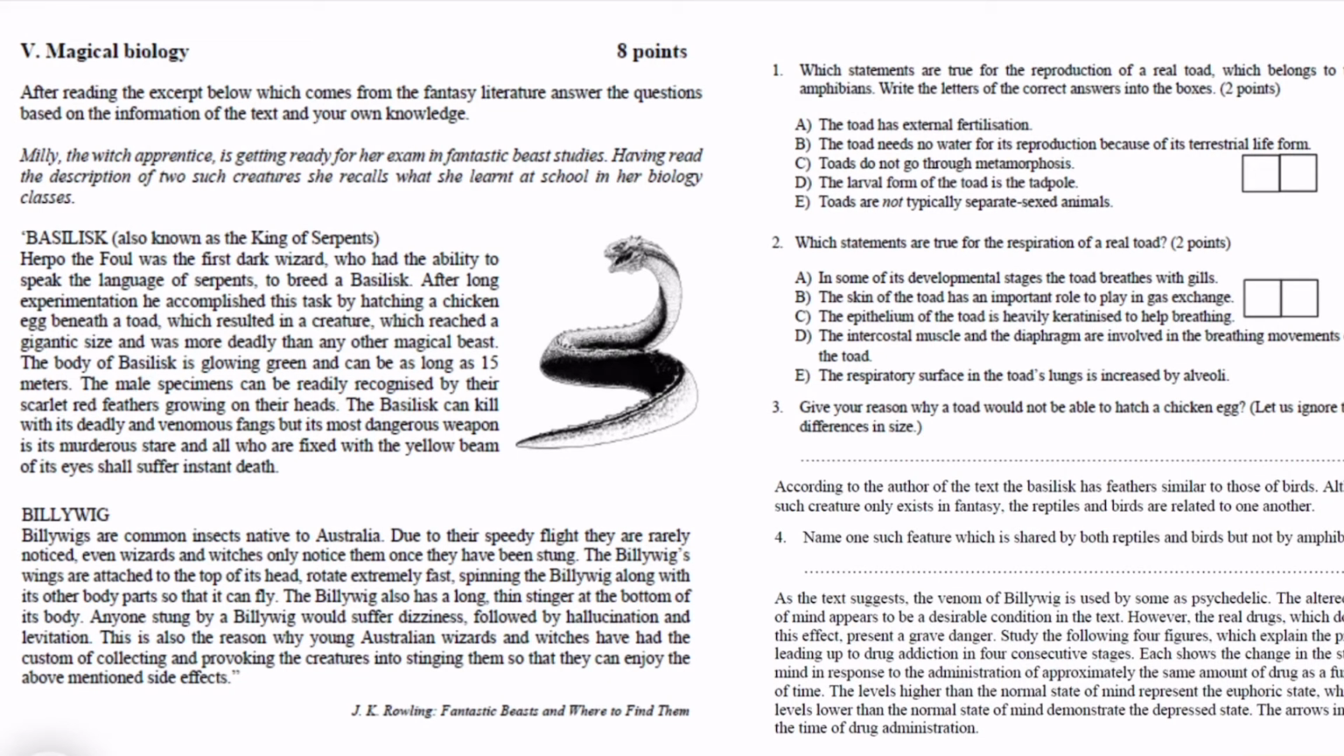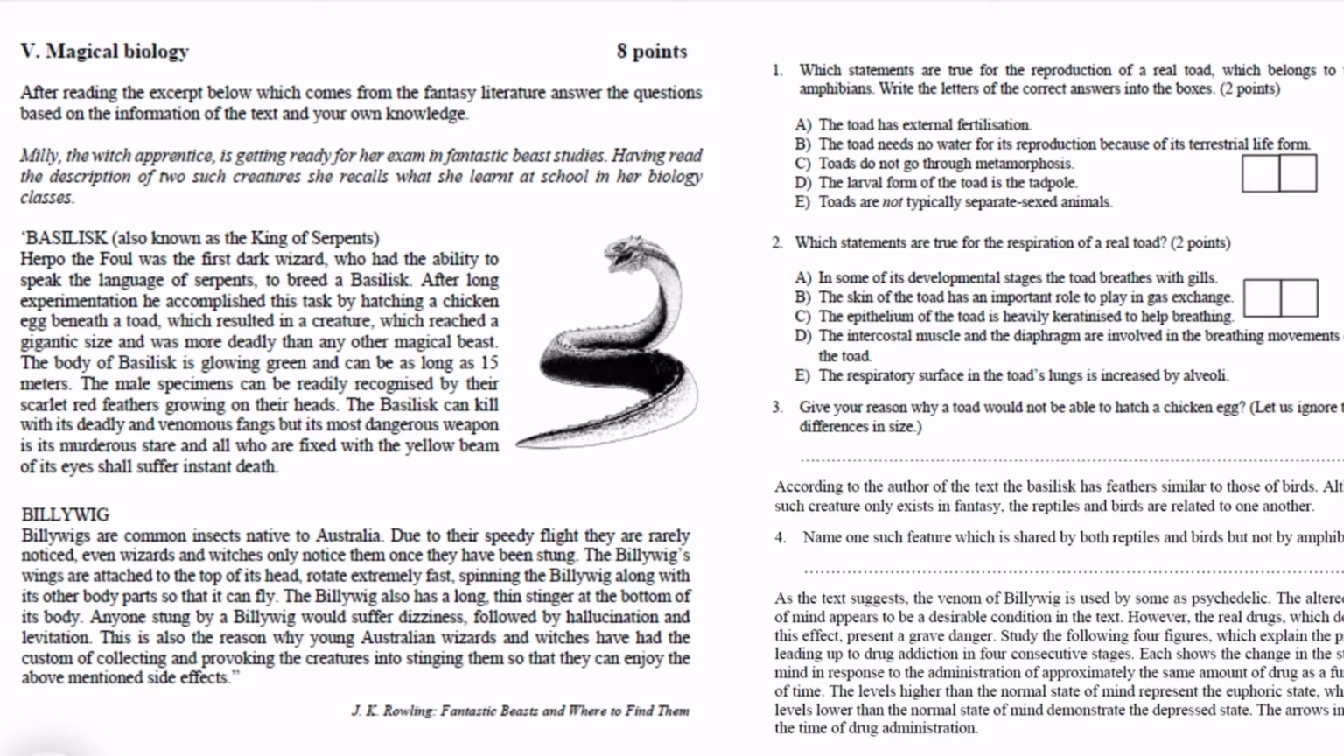Exercise 5, Magical Biology. After reading the excerpt below, which comes from fantasy literature, answer the questions based on the information of the text and your own knowledge. Millie, the witch apprentice, is getting ready for her exam in Fantastic Beast Studies. Having read the description of two such creatures, she recalls what she learned at school in her biology classes.